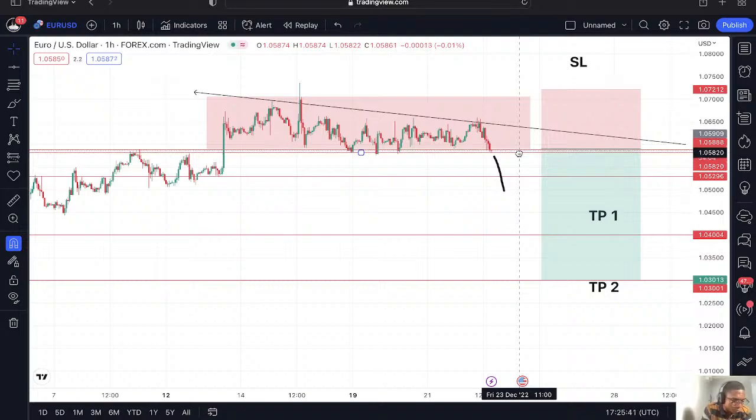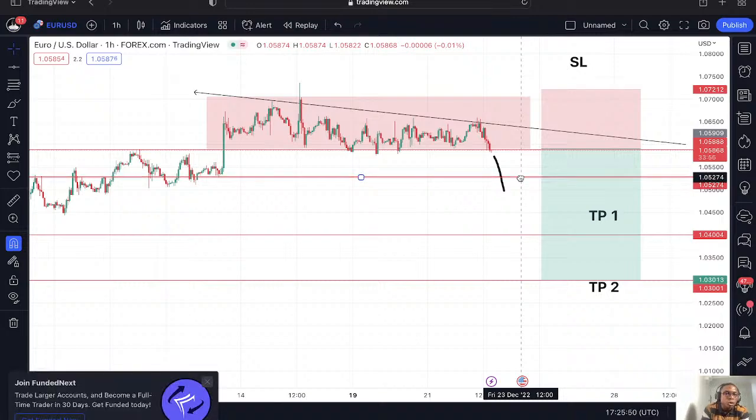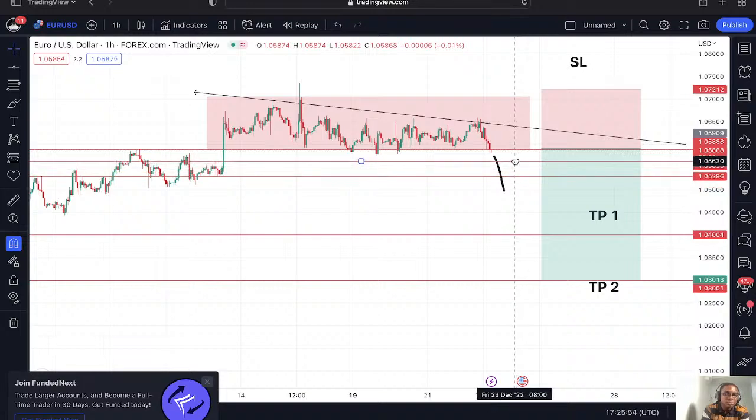I would break even. If the profit goes further down, as the profit keeps going down, I will keep dragging my stop loss further, so that I am able to hedge. All right.